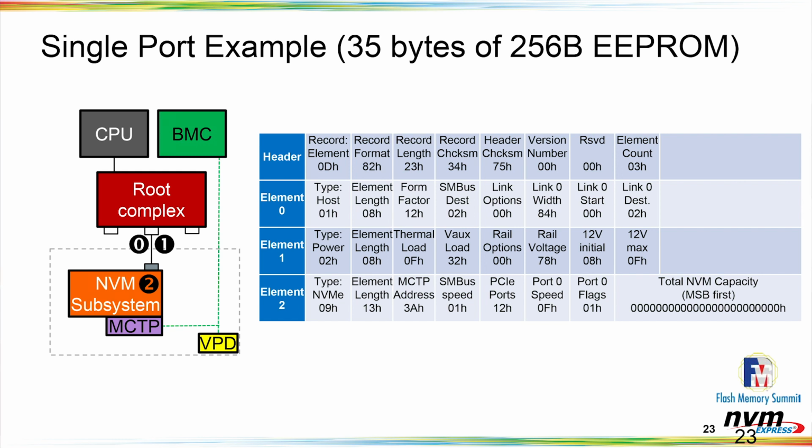Here's a single port example. You don't need to read all the details, but what we basically have here is these elements. You see element 0, 1, 2 on the left side, and each element has a variable number of parameters, and those parameters describe the connections between different elements. You can see here that this is very efficient size-wise. This particular drive uses 35 bytes of a 256-byte EEPROM to describe that drive.